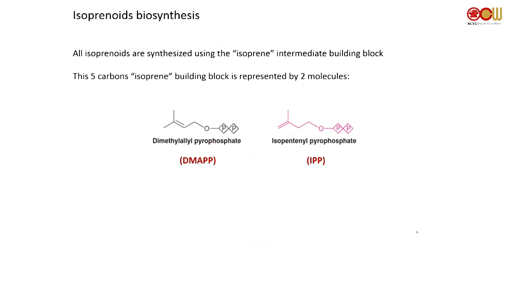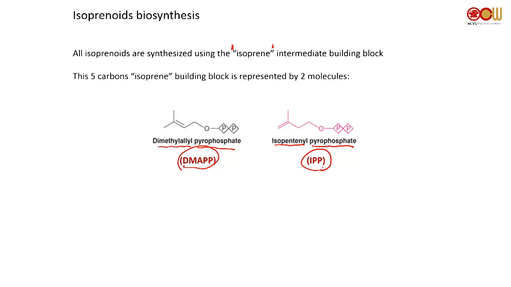All right, so isoprene or isoprenoid biosynthesis, all of them are essentially synthesized using the isoprene intermediate building block. And this isoprene building block is represented by two different molecules inside of biology. They are dimethylallyl pyrophosphate, in short we call DMAPP, or isopentenyl pyrophosphate, what we generally call IPP. So DMAPP, IPP, this you have to remember.